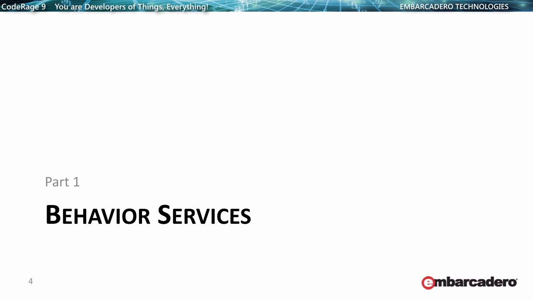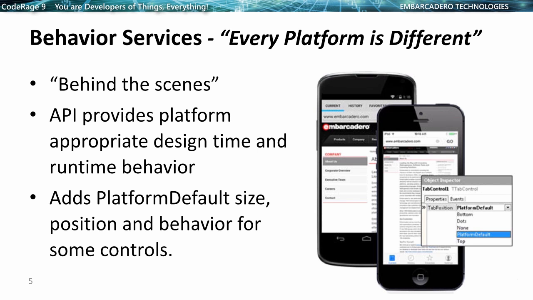First part, like I said, is behavior services. Behavior services is based on the idea that every platform is different and has different behaviors. So behavior services mostly runs behind the scenes, and it provides a way for your app and your user interface to adapt and know what the behavior should be like on the platform it's on, based on screen orientation, screen size, OS, etc. One of the ways you're going to see this is there's a new platform default size, platform default position, and platform default behavior on some of the controls.